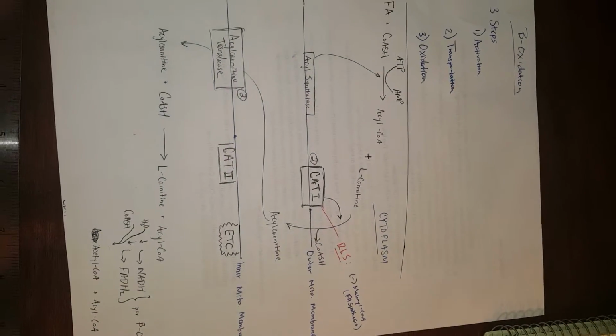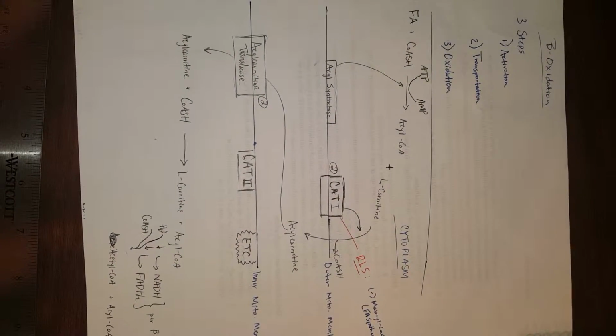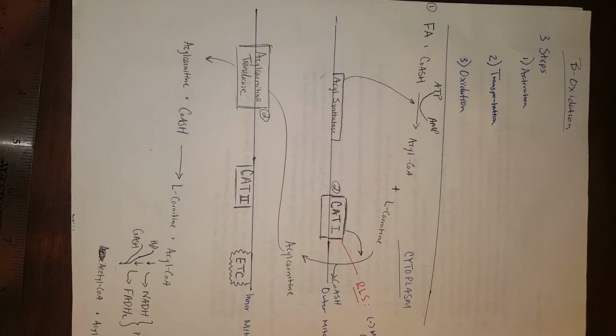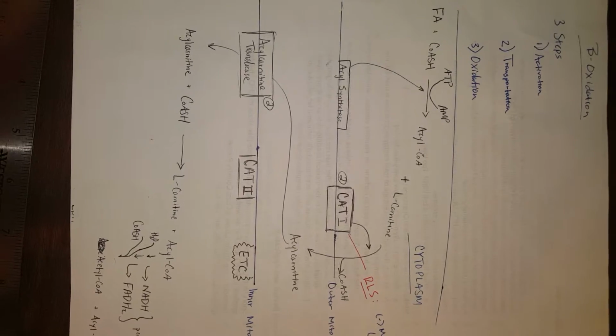Alright, in the last video for this midterm, beta oxidation. So beta oxidation is a three-step process of activation, transportation, and oxidation.